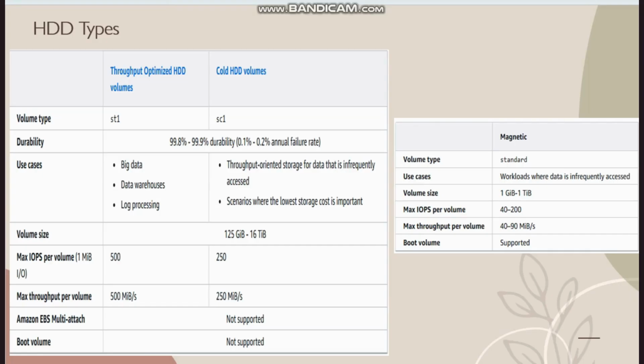Magnetic is an outdated service. Here the volume type is standard. Similarly, if I do not frequently use the data, then I can choose the magnetic HDD, and the volume size is 1 terabyte only, the maximum IOPS is 200, and the maximum throughput is 90. Here the boot volume is supported.